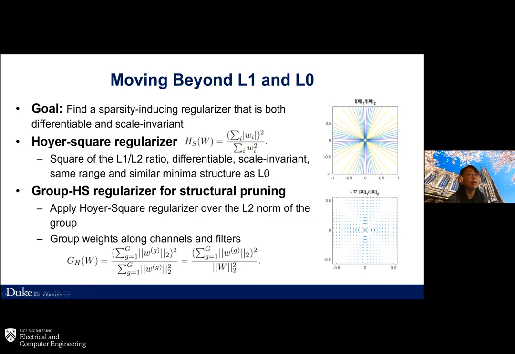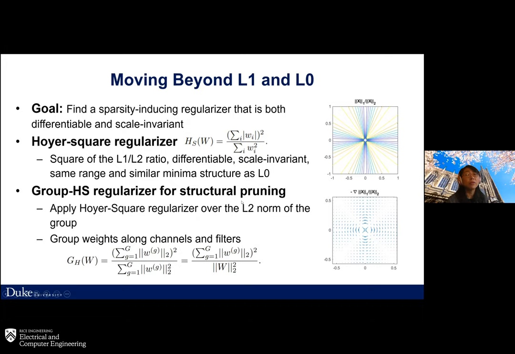It can easily be seen that this regularizer is differentiable and scale invariant, and it also has the same range and similar minimal structure as L0. For this regularizer, the minimum is 1 when only one element in the weight is non-zero, and the maximum is the total number of elements, which happens when all the elements have the same non-zero value. For the Hoyer-Square regularizer, we are also considering structured pruning. Essentially, we tend to guide the weight.